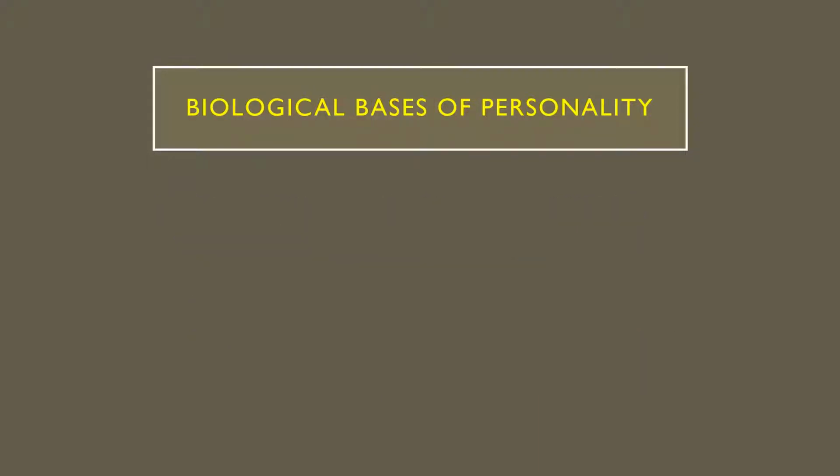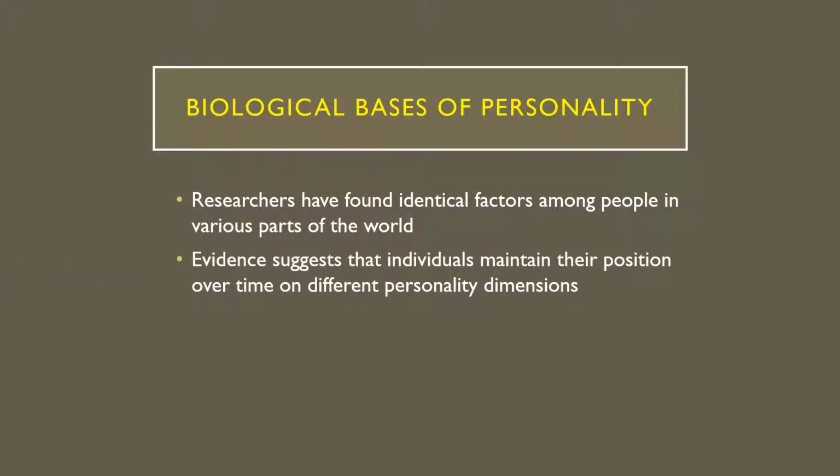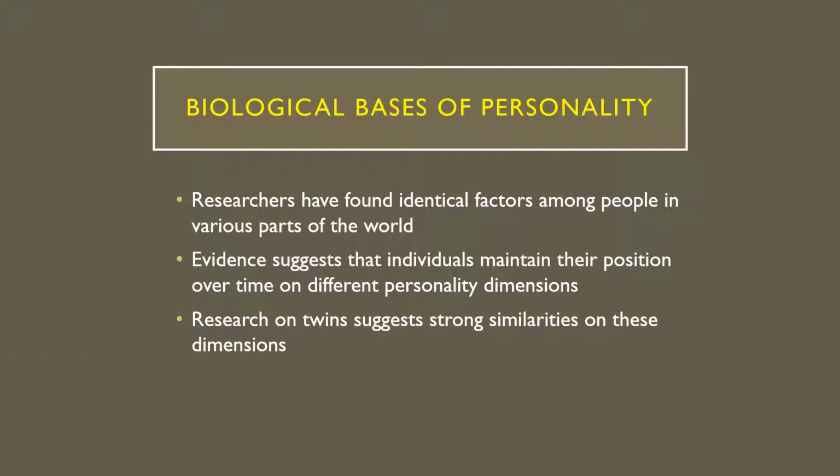Eysenck believed that P, E, and N all have powerful biological determinants, and he cited as evidence the existence of these 3 biological components in a wide variety of cultures and languages. Researchers have found identical factors among people in various parts of the world. Evidence suggests that individuals maintain their position over time on the different personality dimensions, and research on twins suggests strong similarities on these dimensions, which is evidence of a strong hereditary component.